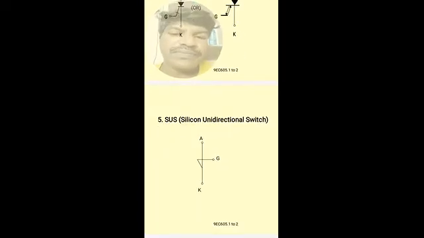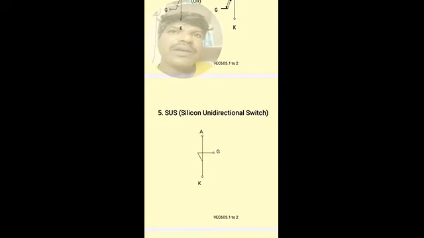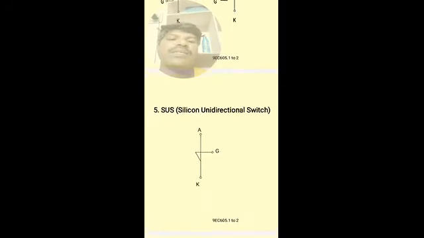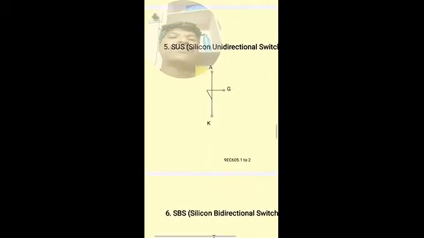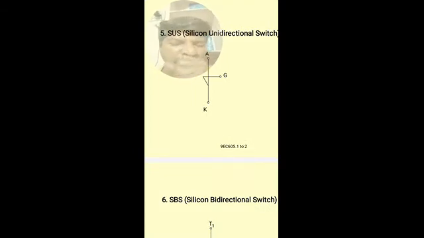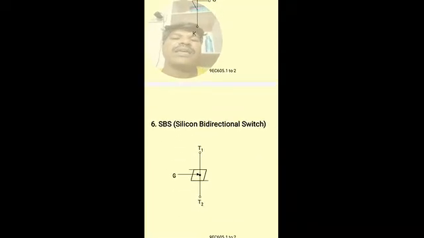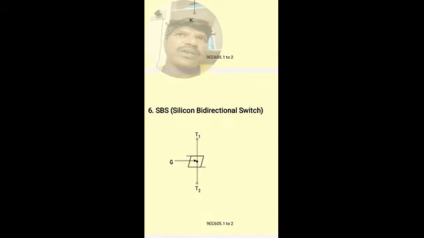Silicon unilateral switch, unidirectional switch. Here the symbol has anode, cathode and gate, similar to the SCR, but we have one schematic. We can see one Zener diode connected in anti-parallel, so that it will be protected against high reverse voltages. Silicon bidirectional switch: two silicon unidirectional switches connected in anti-parallel make the silicon bidirectional switch.